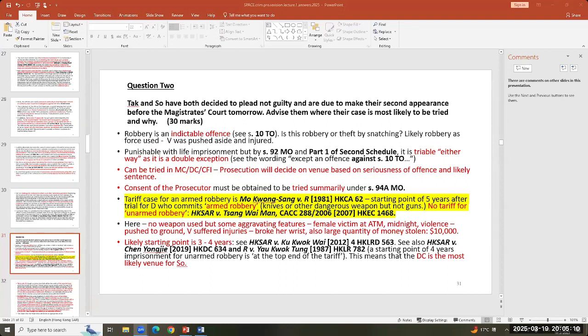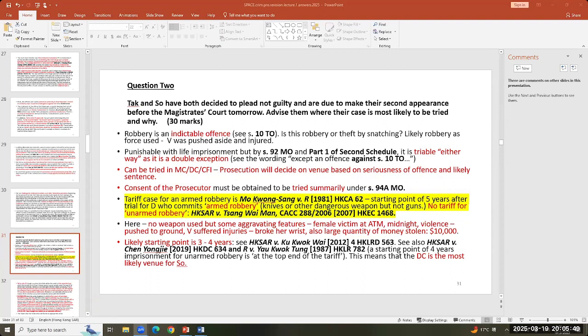But I just put a little note here for you to think about, because there is a difference between robbery and theft by snatching. Theft by snatching is a much less serious offense than robbery. But here they've used force against the victim. She's pushed to the ground and she sustained some injuries. So that's why they're charged with robbery. But when we're thinking about the venue, remember we need to look at part 1 of the second schedule. And we see there that it's carved out. It's an indictable offense punishable with life imprisonment, but in brackets it says except an offense against section 10.